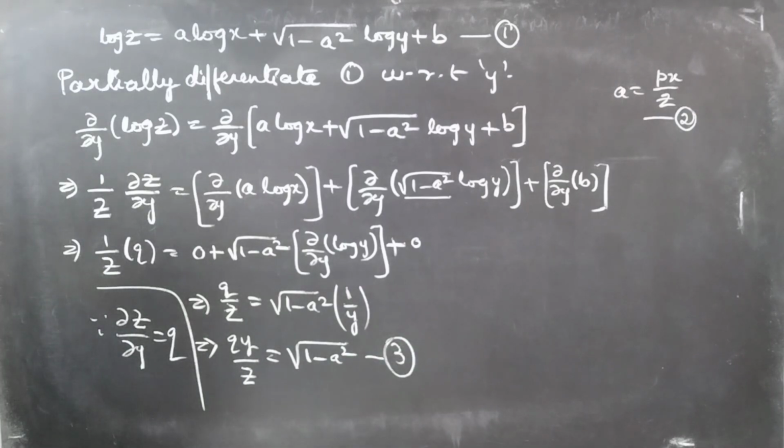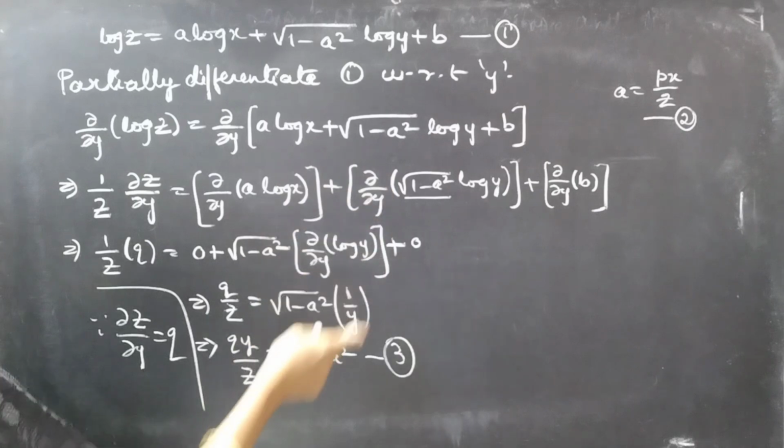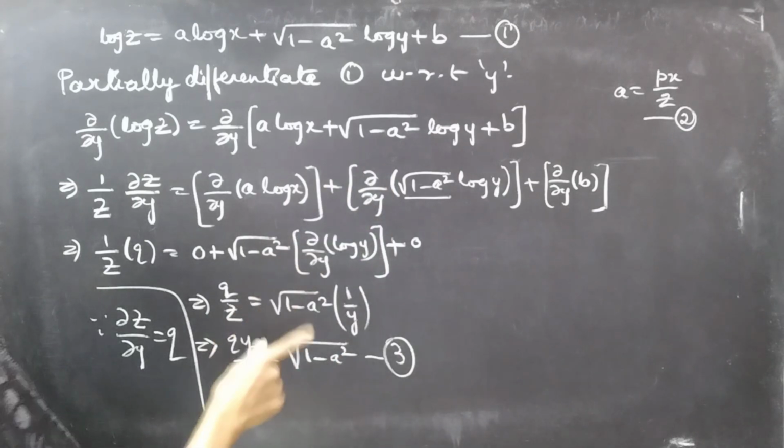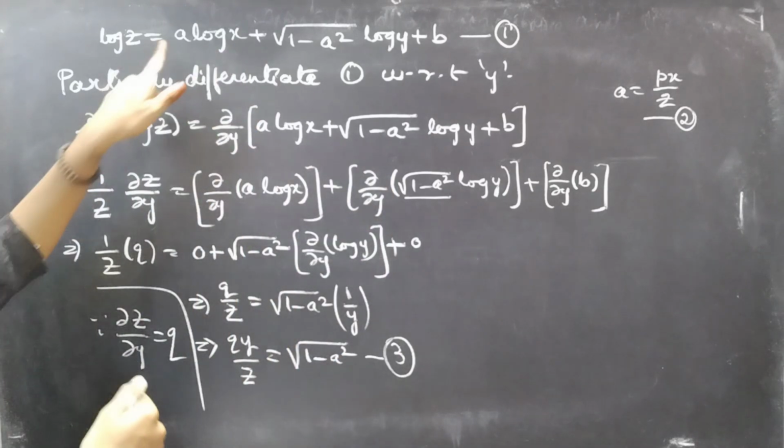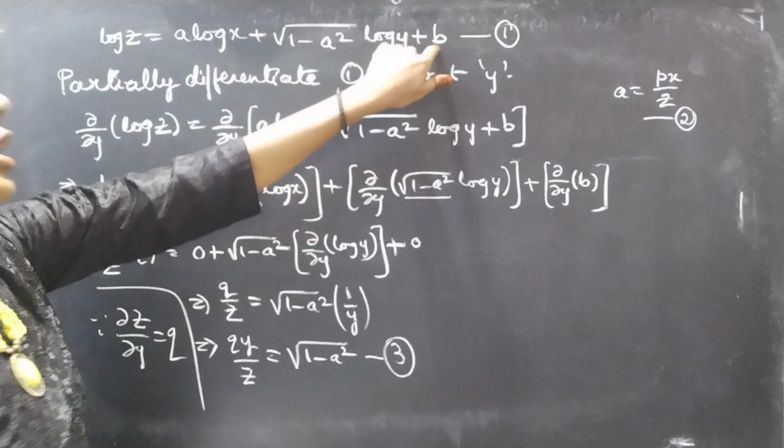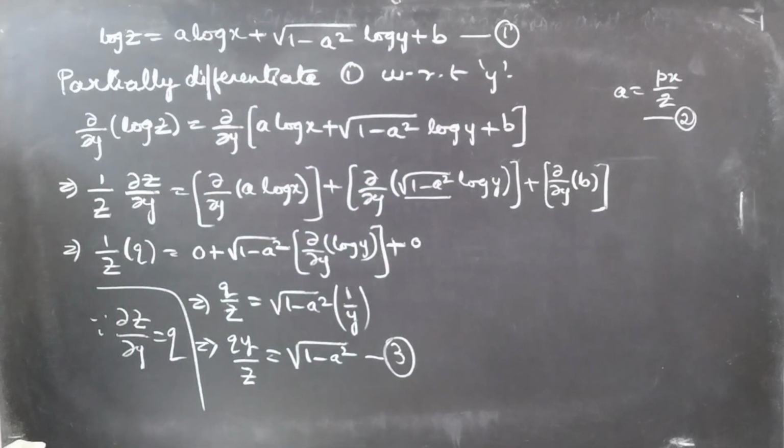See, by substituting 2 and 3, or 2 or 3 in 1, the arbitrary constants won't get eliminated. B remains the same, right? So it is not possible to substitute 2 and 3 or 2 or 3 in 1. So what we'll do is we'll just observe 2 and 3.